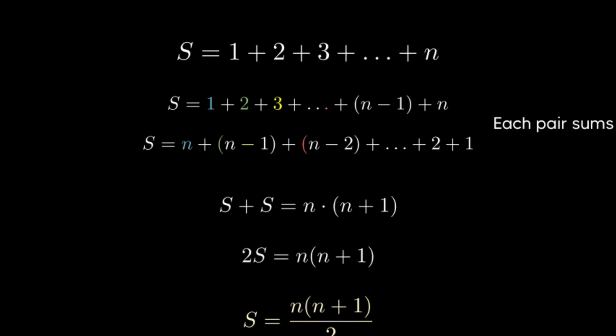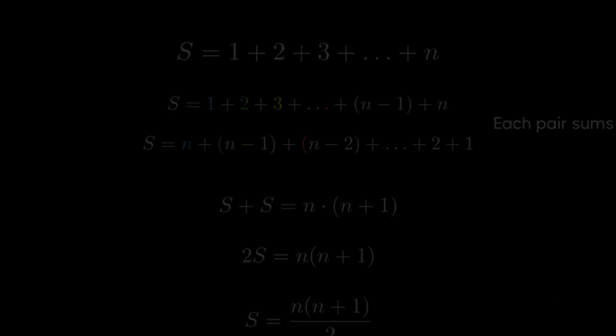It equals n times n plus 1 divided by 2, or n times n plus 1 over 2. This elegant formula lets us quickly find the sum of any sequence of consecutive natural numbers starting from 1. For example, if we want to add the numbers from 1 to 100, we can use n equals 100 in our formula, giving us 100 times 101 divided by 2, which equals 5050.